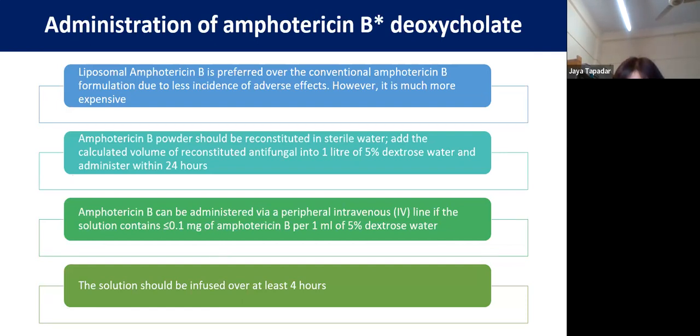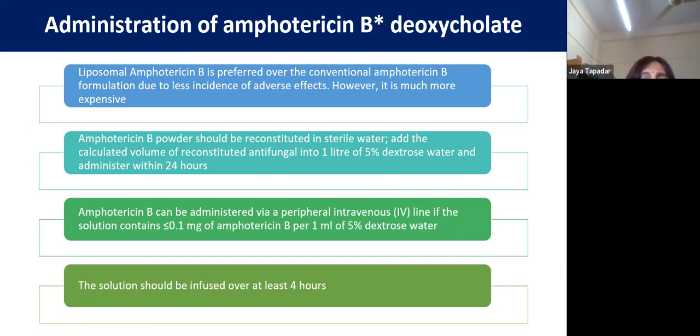I know none of y'all, very few of y'all must be giving amphotericin B. Amphotericin B is a very, very toxic drug, especially the conventional one. The liposomal amphotericin B is quite good. It causes less nephrotoxicity and less dyselectrolytemia, but mostly it's very costly. One vial costs around 6,000. So it is beyond the reach of most patients.